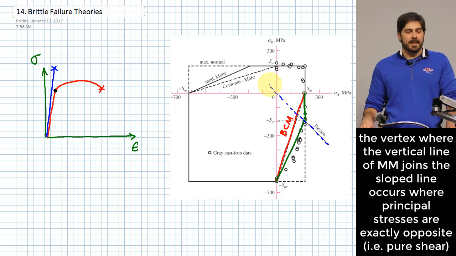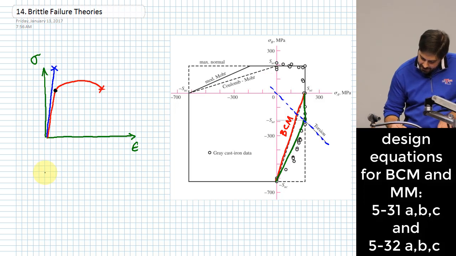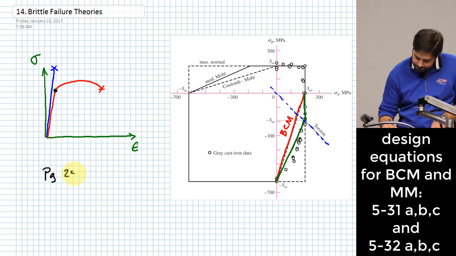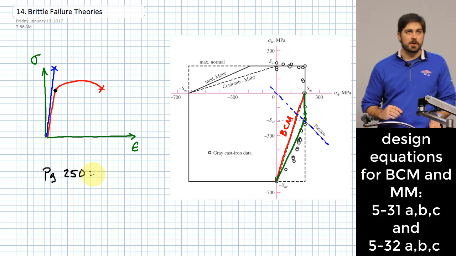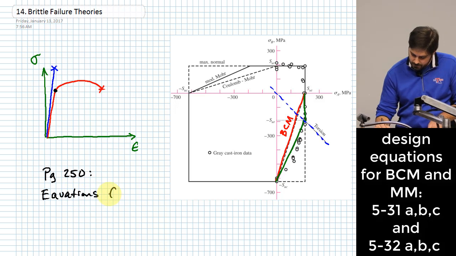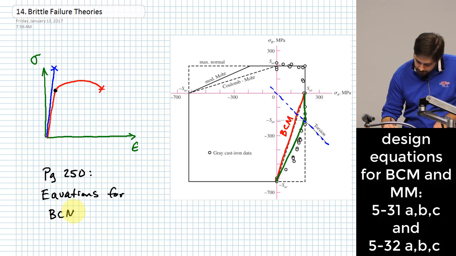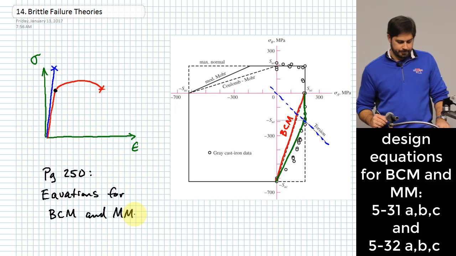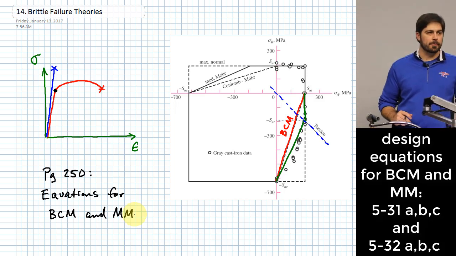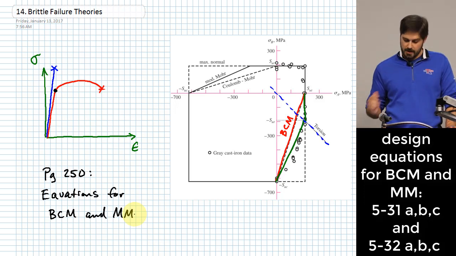All right? And I'm not going to write them all down, but on page 250 in your book, I'll write that down, page 250, we have the equations for both of these criteria. So for Brittle Coulomb Mohr and Modified Mohr. Okay, and I'll look back at those whenever we get ready to start working an example. All right, so this is the basic idea.